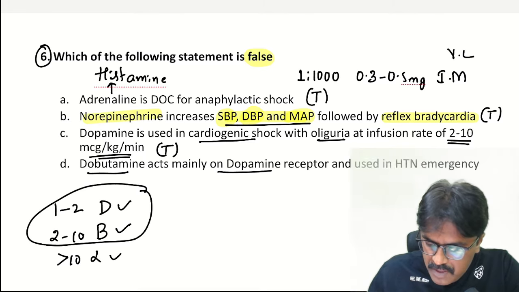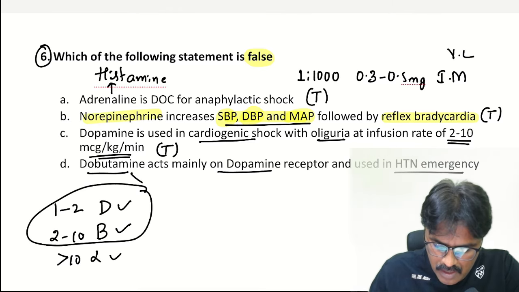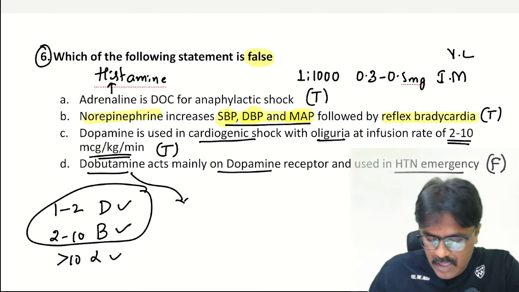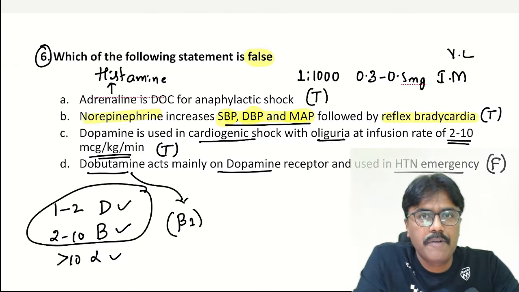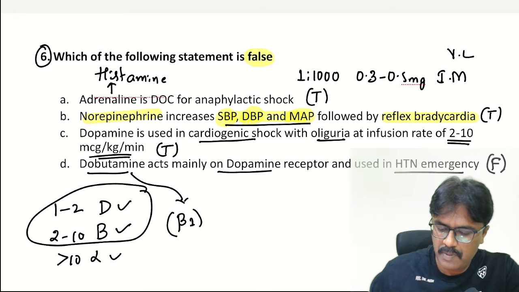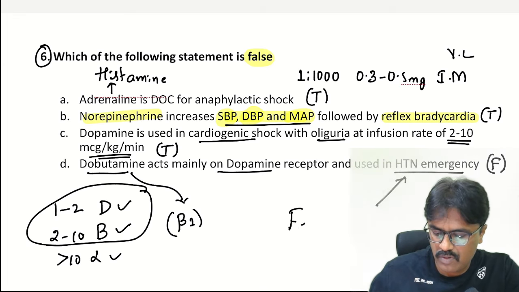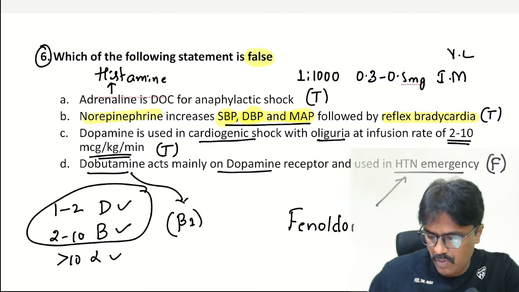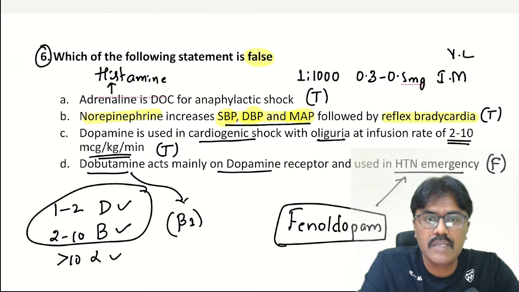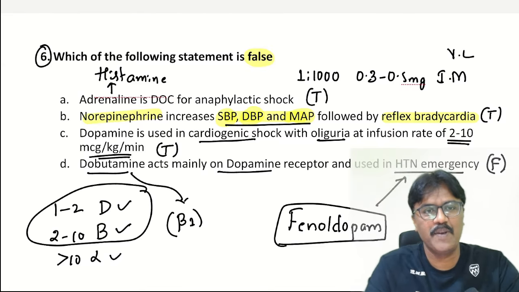Dobutamine acts mainly on dopamine receptor, used in hypertension emergency. Remember, dobutamine doesn't work on dopamine at all. So it's a false statement. Dobutamine mainly acts on beta 1 and it's the drug of choice for cardiogenic shock. It is also used for cardiac stress testing. And what is the dopamine receptor agonist used for hypertension emergency? The name is fenoldopam. Fenoldopam is a D1 receptor agonist used for hypertension emergency. So we discussed important ANS drugs from this MCQ. Okay?